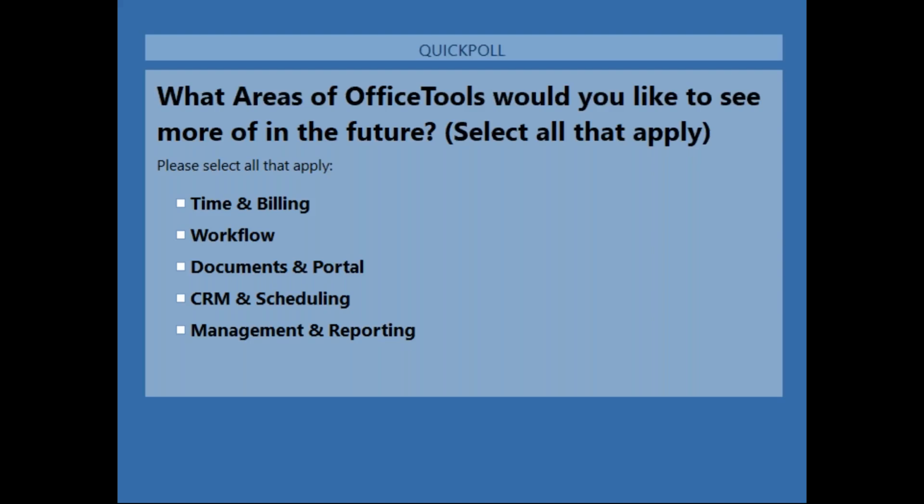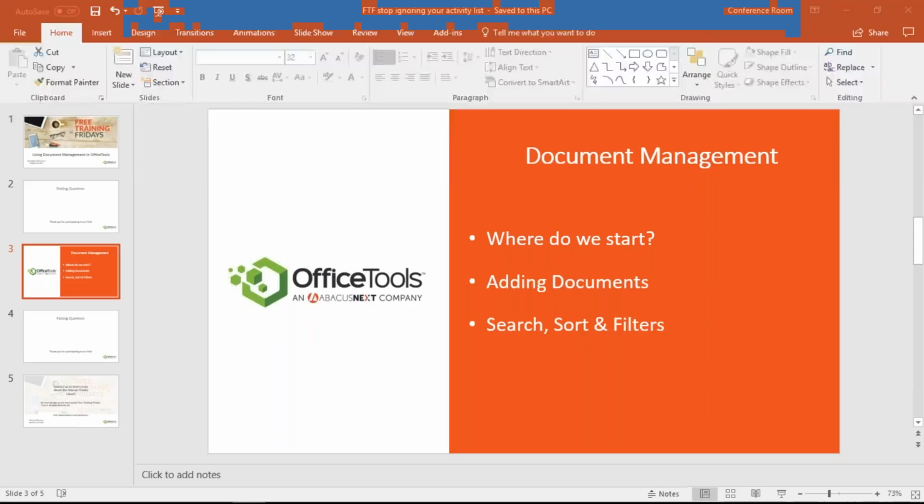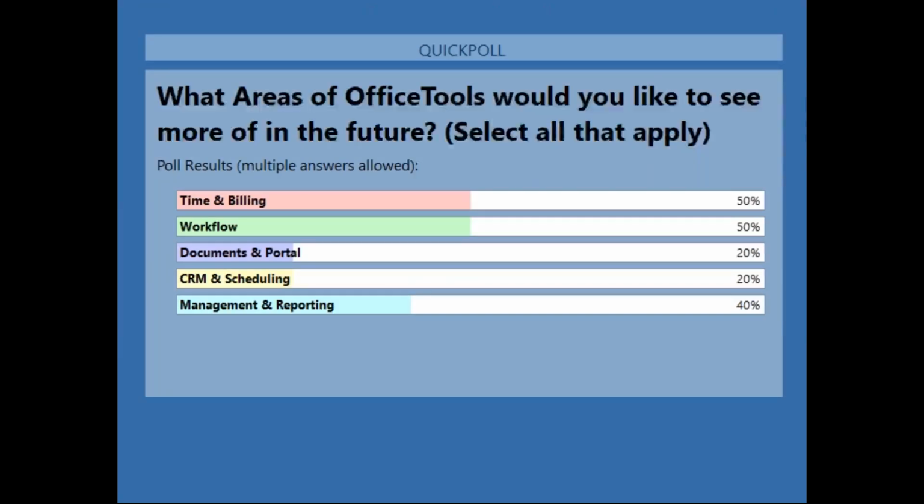It looks like everybody's done with the poll already. At this point, it's about 50% between time and billing and workflow, and 40% on the management and reporting side. We're going to take that into consideration when we develop our next sessions, to make sure we're giving you what you're looking for. Thank you very much for taking the time to give us some insight on what you're expecting out of these sessions. I'll share it with you so you can see it real quick. That's what we looked at there: 50%, 50%, 20, 20, 40. That's how it's looking.